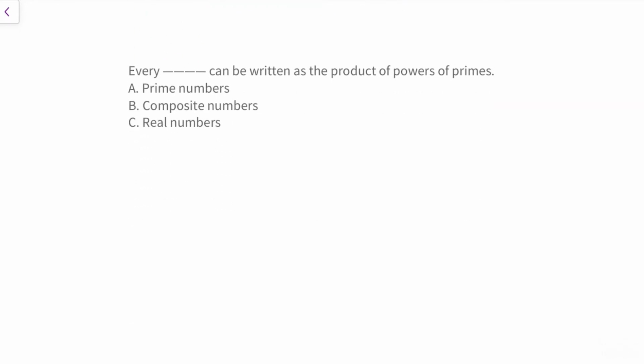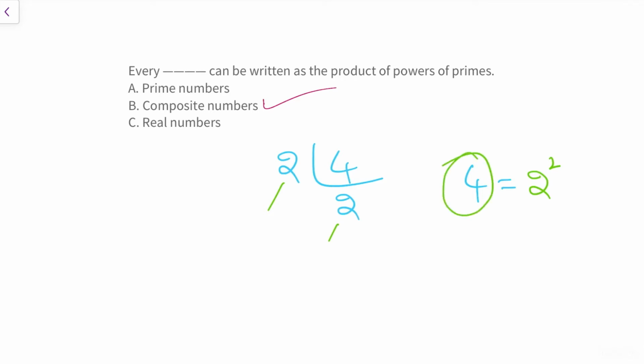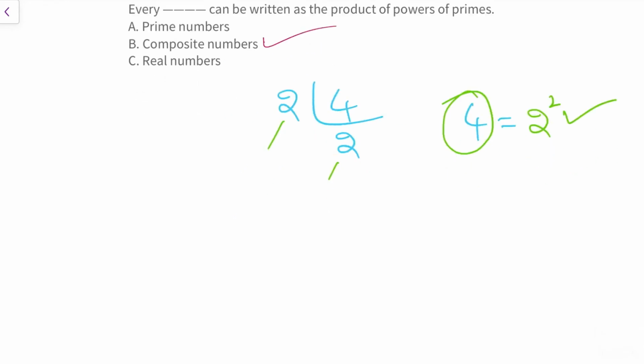Next, every composite number can be written as the product of powers of primes. For example, 4 is a composite number. If I write the prime factorization, 4 is equal to 2 times 2, since 2 is there two times, so that's why it is 2 square. A composite number can be written as a product of powers of prime numbers.